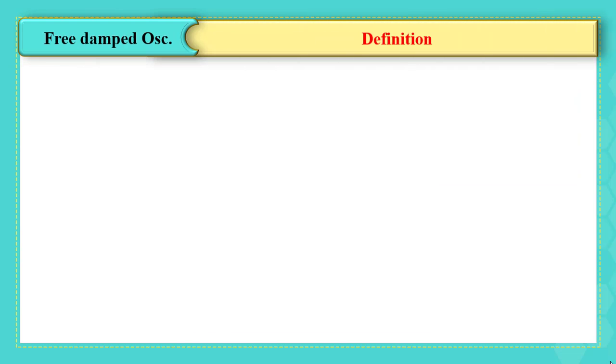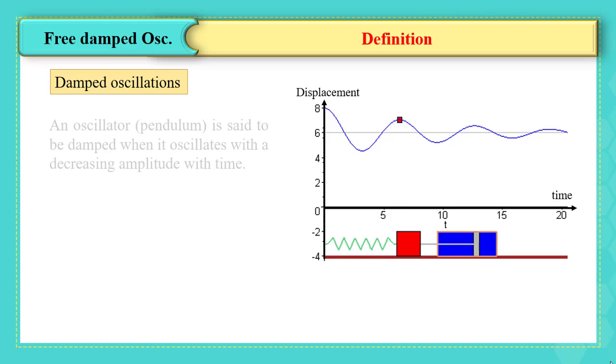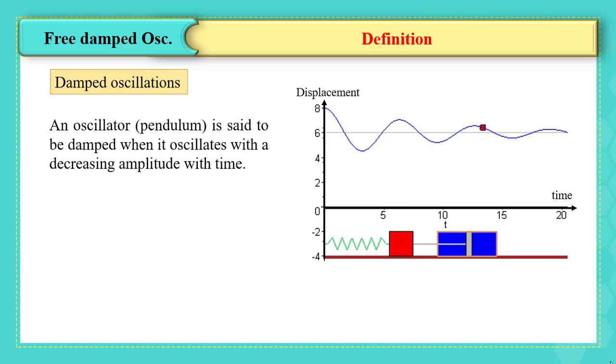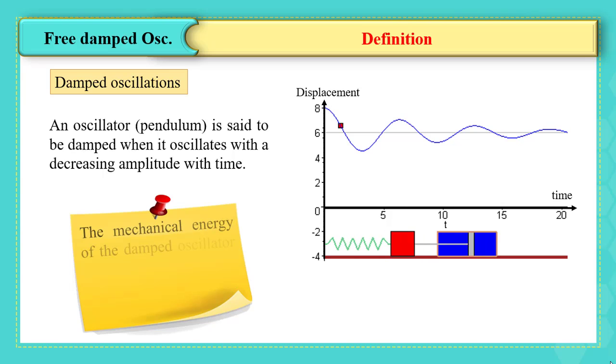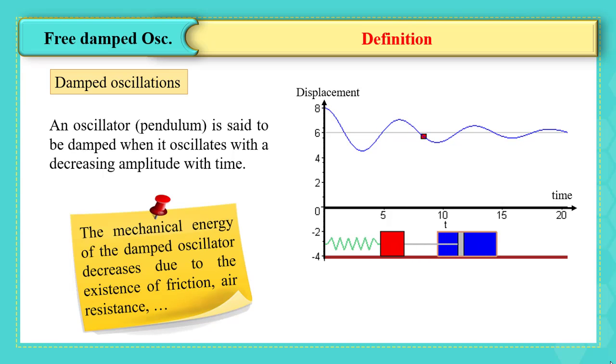Now, what is free damped oscillation? An oscillator, like the pendulum, is said to be damped when it oscillates with a decreasing amplitude with time. The mechanical energy of the damped oscillator decreases due to the existence of a friction, a resistance, etc.